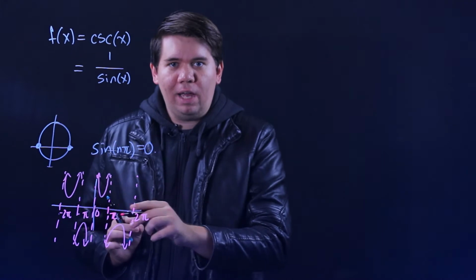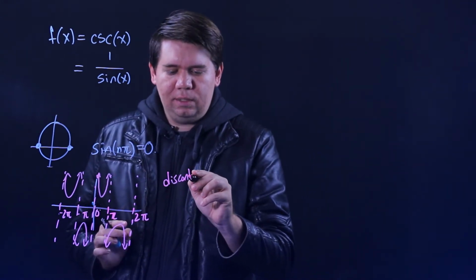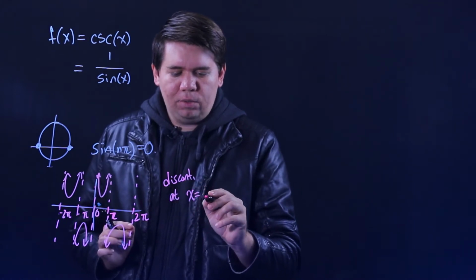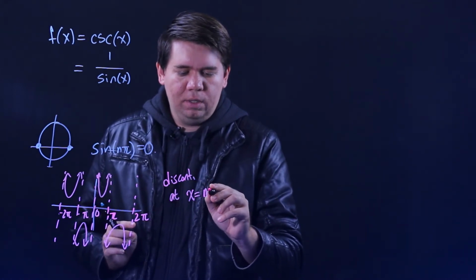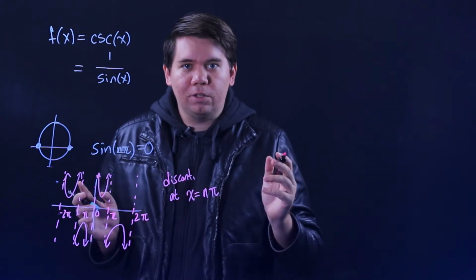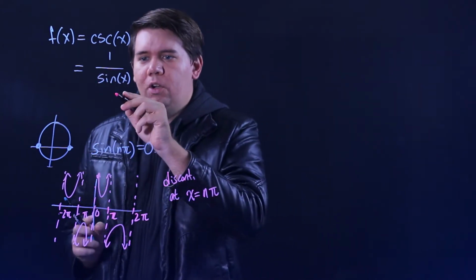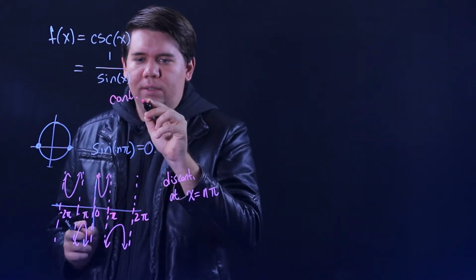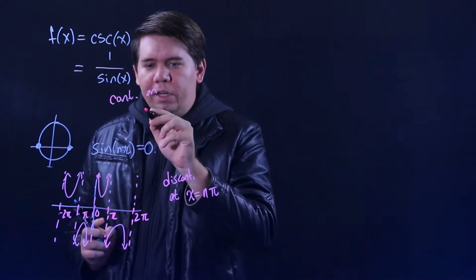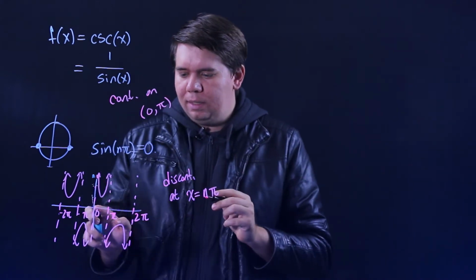And so we'd say this graph is discontinuous at multiples of pi. At x is equal to n pi, where n is some integer multiple. Or if you want to say where this function is continuous, we'd say this function is continuous on, and we could use interval notation, everywhere between 0 and pi, it's nice and continuous.